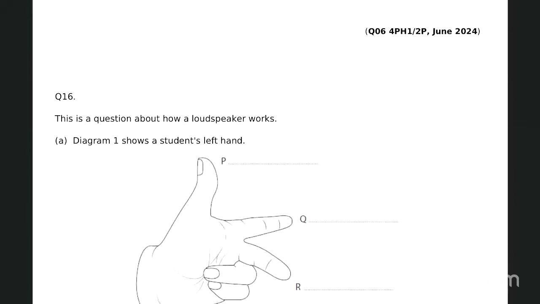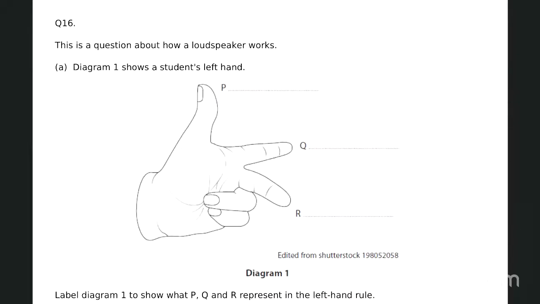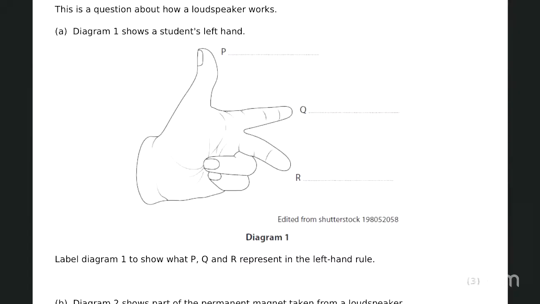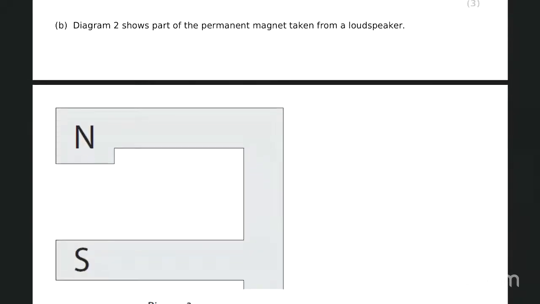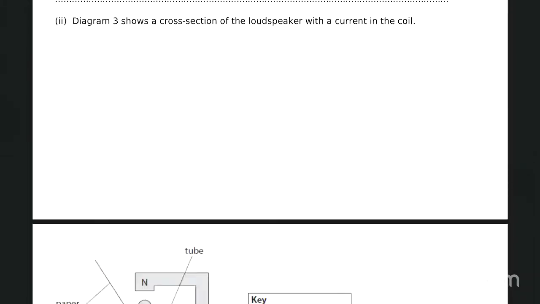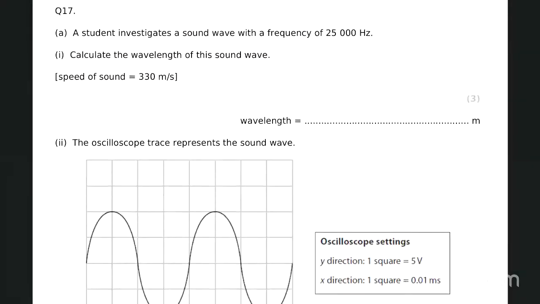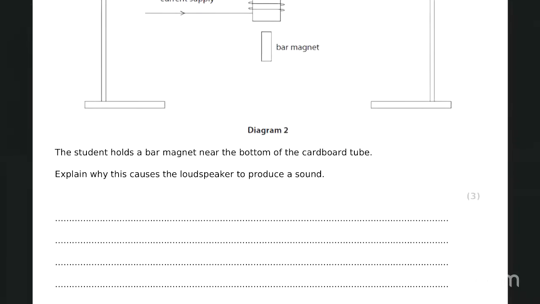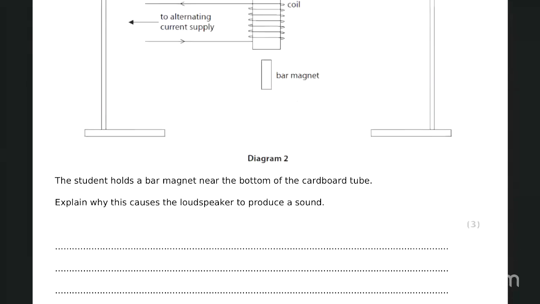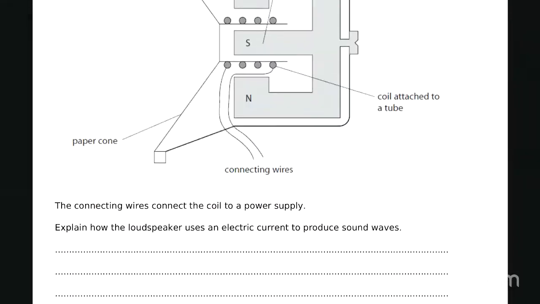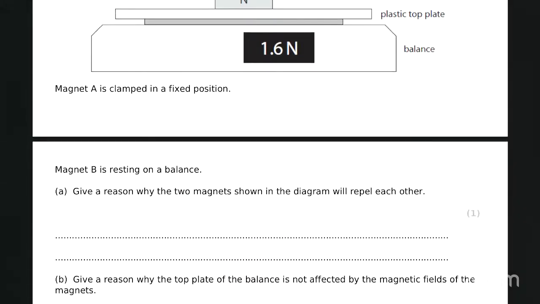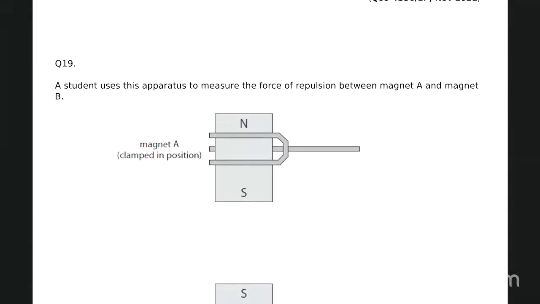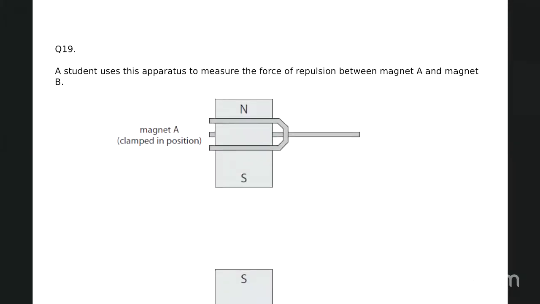Okay, right. Then question number 16, the diagram shows the left hand. So they're asking what is going to be given, right? There's another question related to this. We know how to calculate these sort of things. For homework, try question number 19. It is a good one.